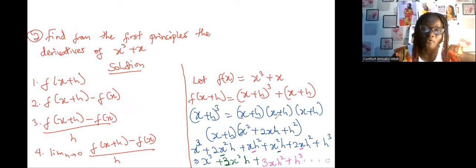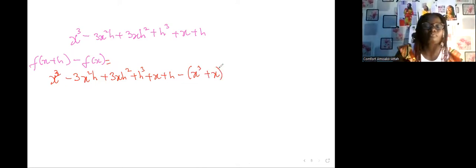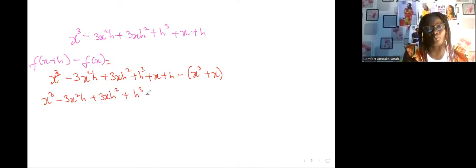Now, what did we get for the f of x? We had this x cubed plus x. So let's add it to it minus. Don't forget to bring the bracket. That is given as x cubed plus x. All right. So let's expand our brackets now. x cubed minus 3x squared h plus 3xh squared plus h cubed plus x plus h minus x cubed. This and this is given as negative x cubed, and negative 1 times x is given as negative x.